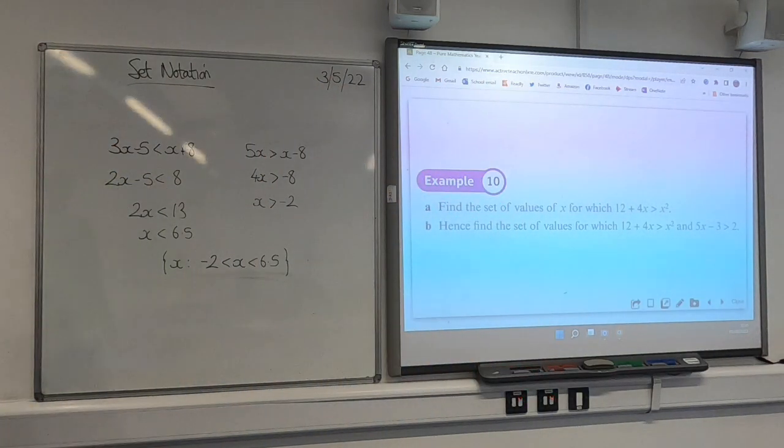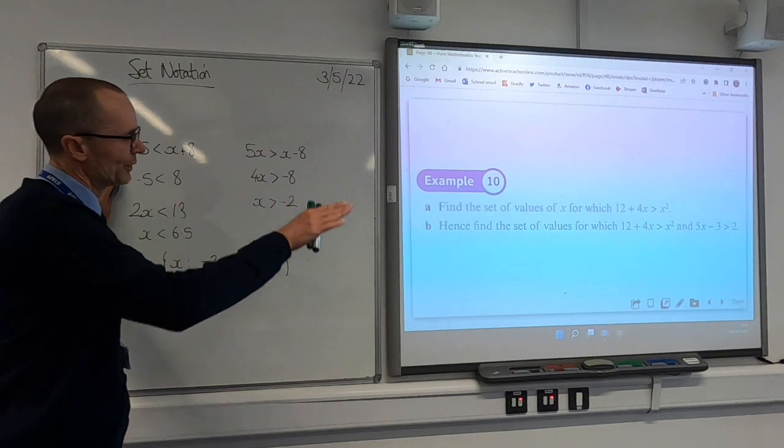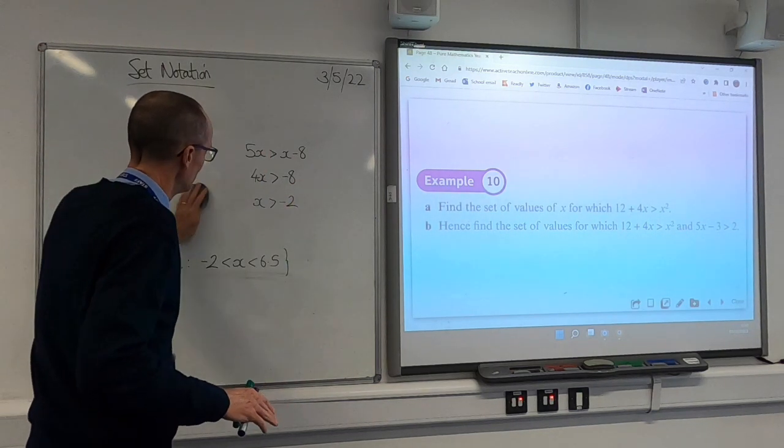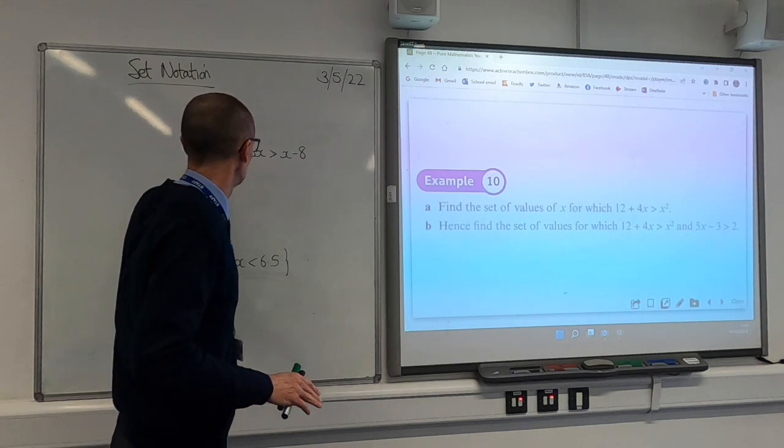Yes. 2 times by minus 1, flip the sign. Yes. I'm going to do it slightly differently. We'll end up the same answer. I'm going to put everything on the right hand side, so I don't need to do that. But yeah, if you do that, you'll have to flip the sign. We'll end up with the same answer.